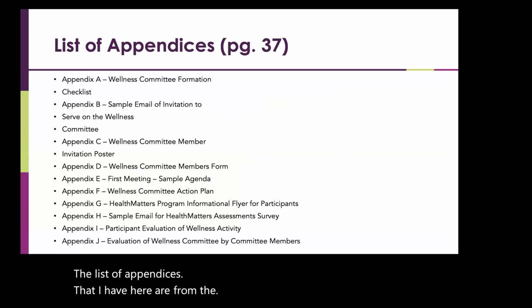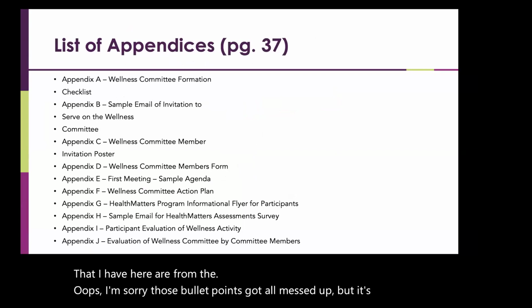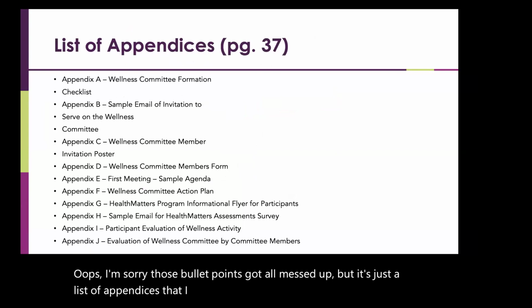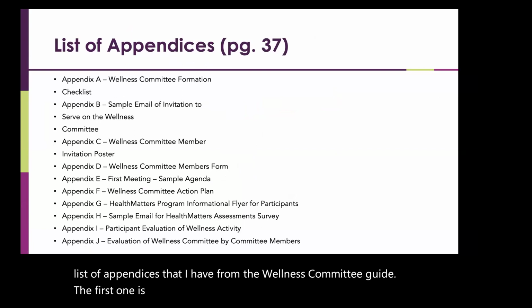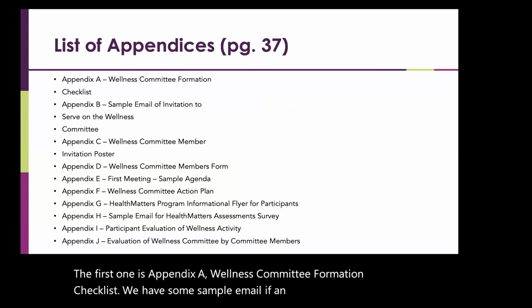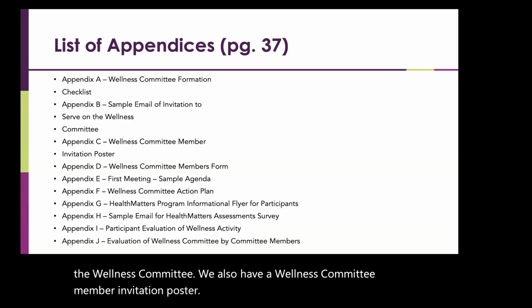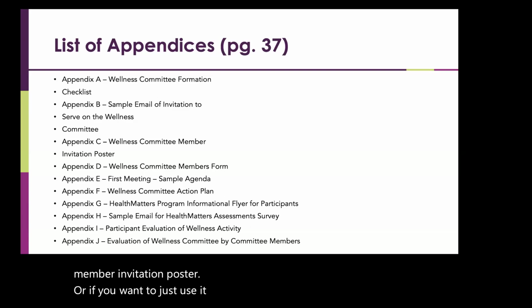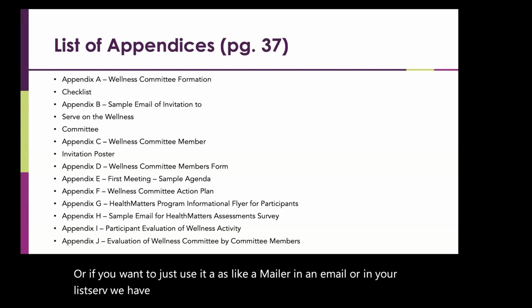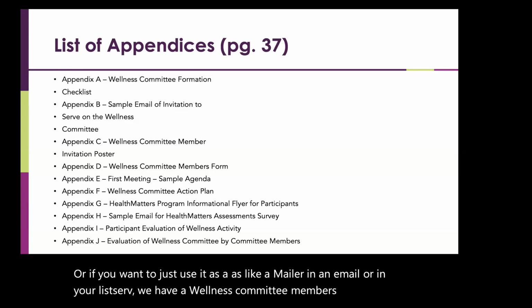The list of appendices that I have here is from the Wellness Committee guide. Sorry, those bullet points got all messed up, but it's just a list of appendices from the Wellness Committee guide. The first one is Appendix A, Wellness Committee Formation Checklist. We have a sample email of invitation to serve on the Wellness Committee. We also have a Wellness Committee member invitation poster, which you can use as a mailer in an email or on your listserv. We have a Wellness Committee members form and a sample agenda.